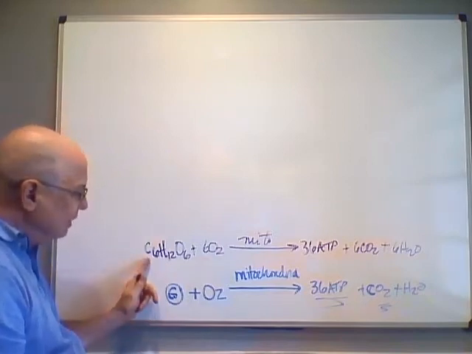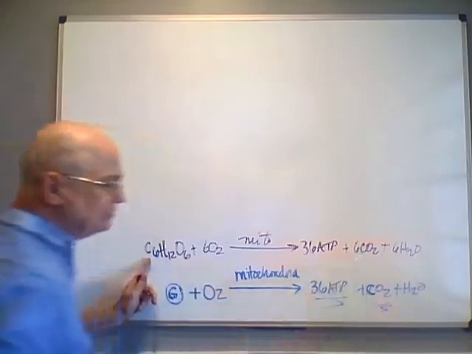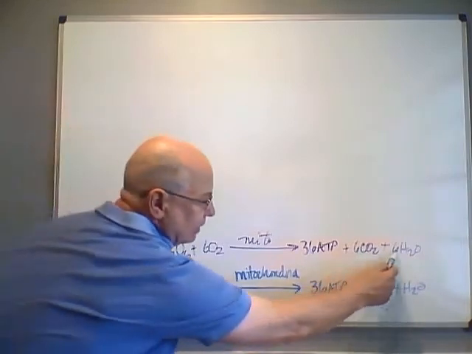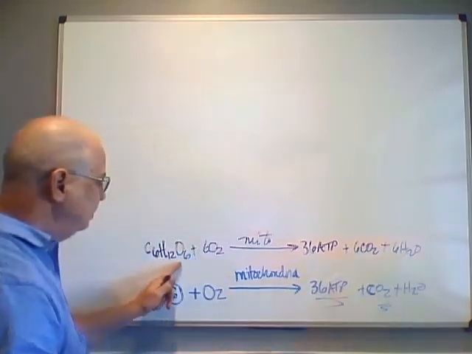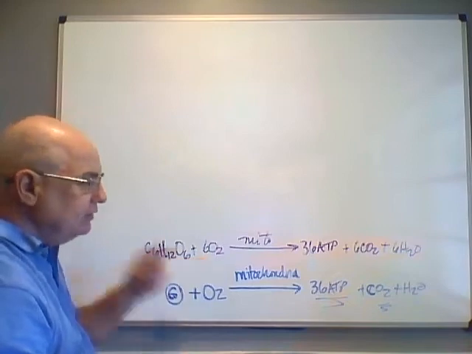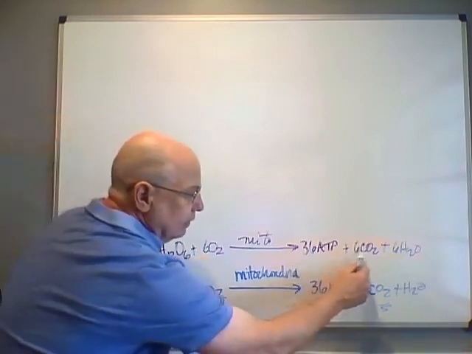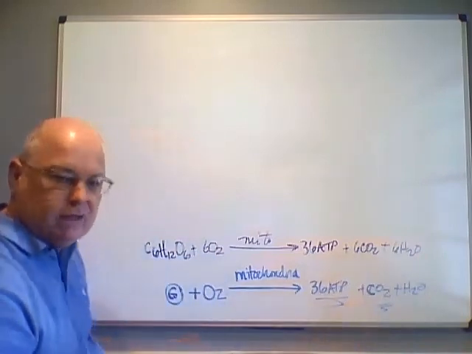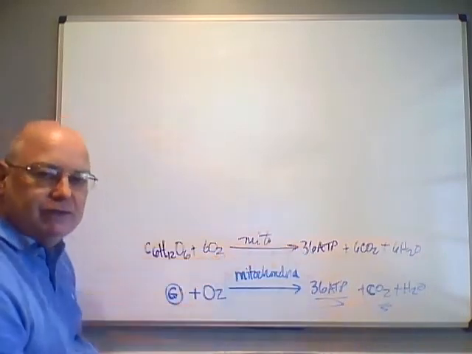Now if I look on this side, I have 6 carbons. Over there I have 6 carbons. Here I have 12 hydrogens. There I got 6 times 2, that's 12 hydrogens. I got 6 oxygens here. And I got 12 oxygens there, so I have to have 18 oxygens. Well, there's 12, 6 times 2, and then 6 more, 18. So it's balanced. This is the balanced equation for this, okay?